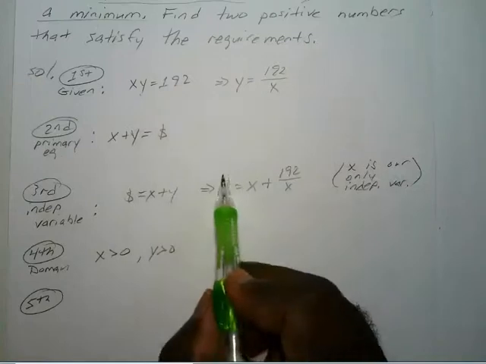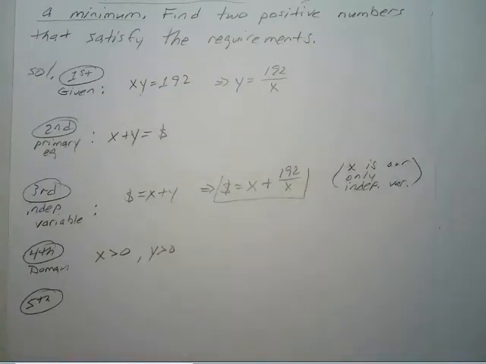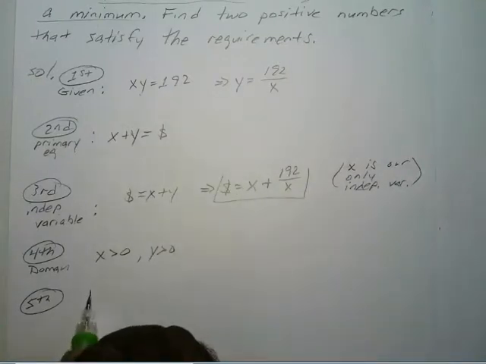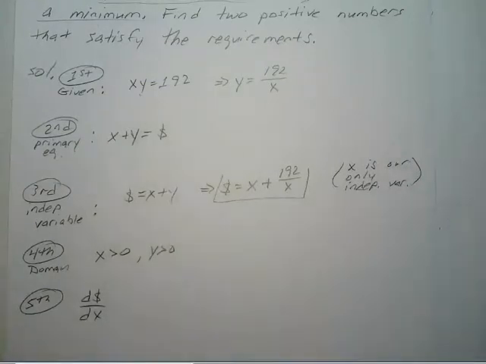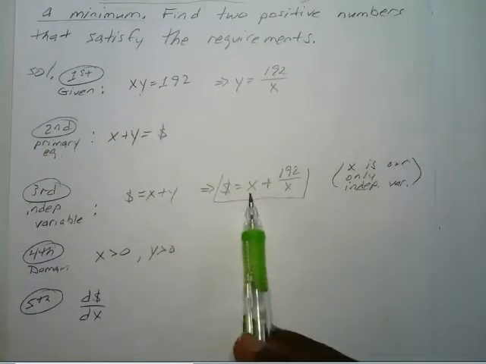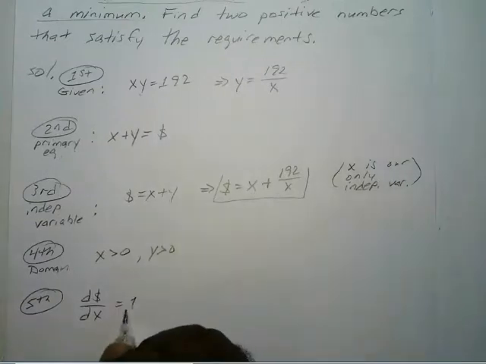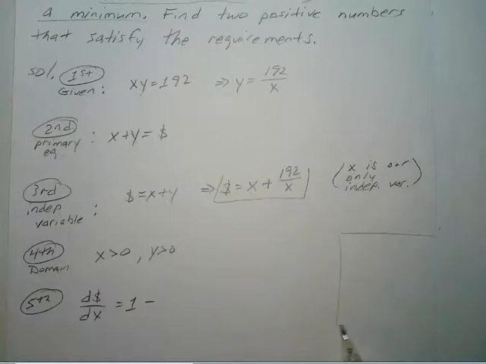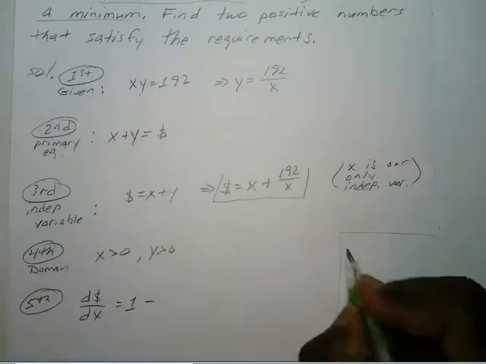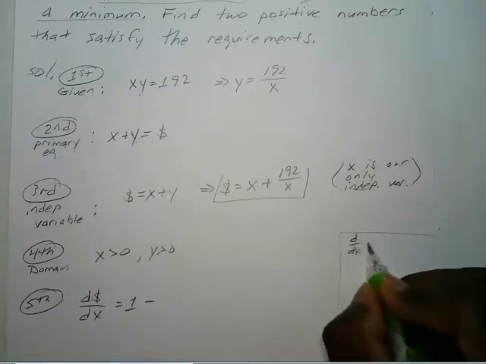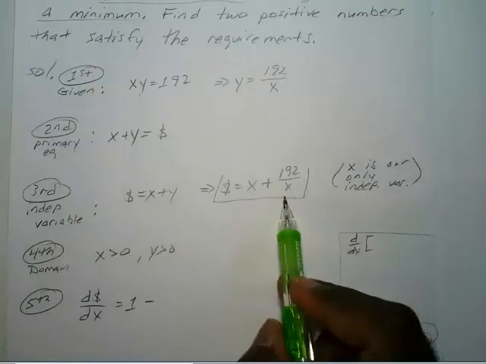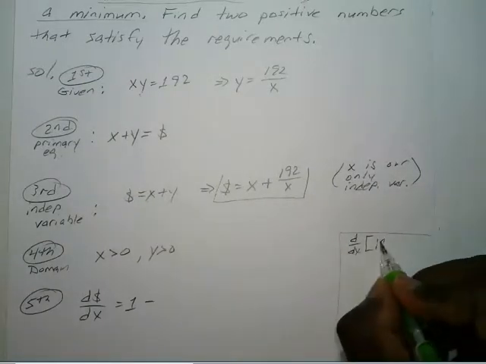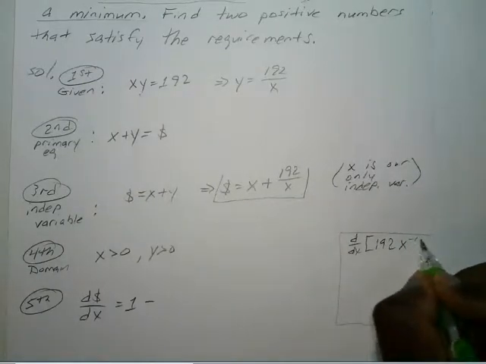Okay, so since this is our function, we want to find the rate of change of s with respect to x. So the derivative of x is just 1 minus, we'll work that out over here, the derivative of 192 over x. We're just going to make that 192 times x to the negative 1 power.